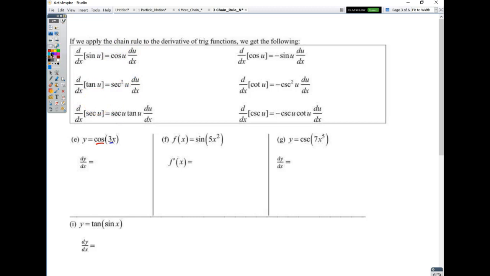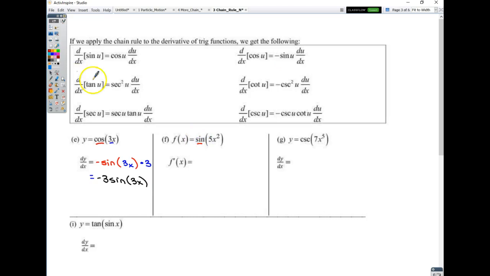So again, what we'd expect, we take the derivative of the outer piece. Derivative of cosine is, of course, the negative sine of something. That something happens to be a 3x. We multiply by 3. We get a final answer of negative 3 sine 3x. We can do that for any of these problems.